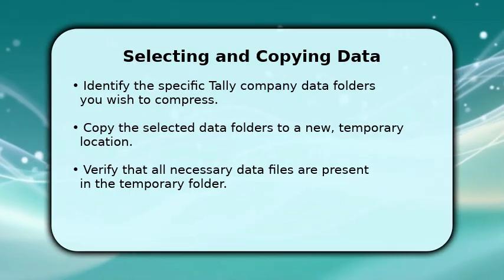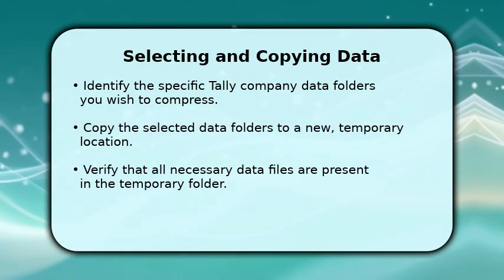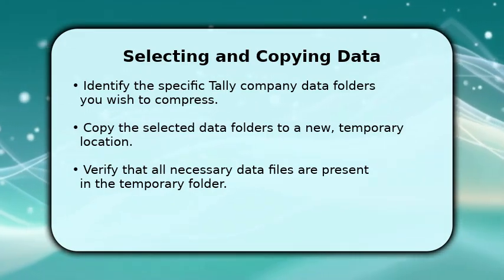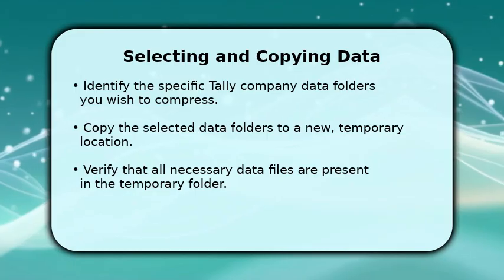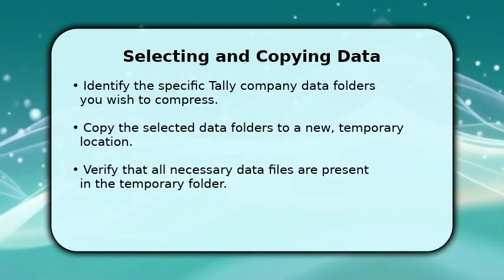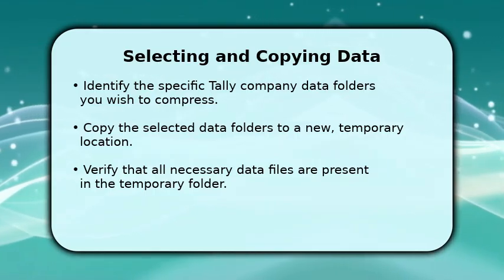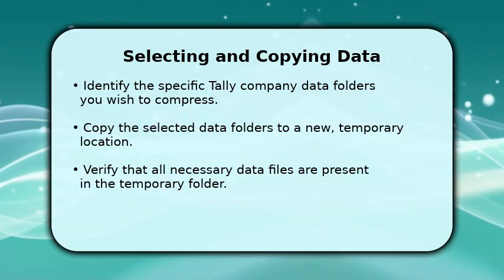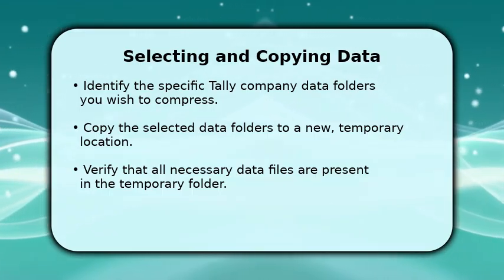Within your tally data directory, you'll find individual folders for each company's data, often named with 5-digit numbers. Carefully select the specific company data folders you intend to compress. It's a good practice to copy these selected folders to a new, temporary location on your desktop or in a dedicated folder. This step ensures you are working with a copy, preserving your original data.